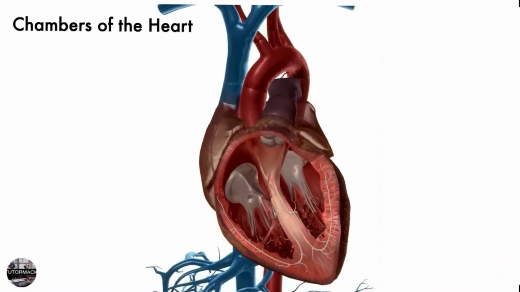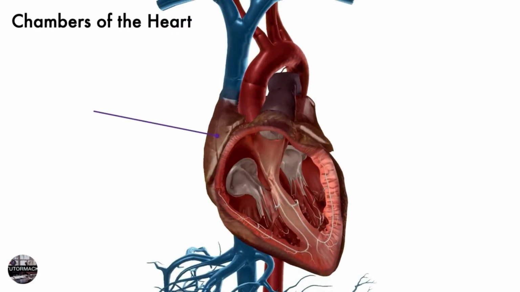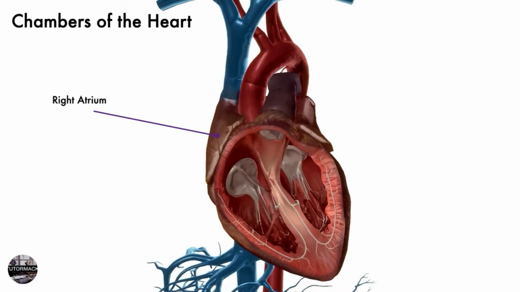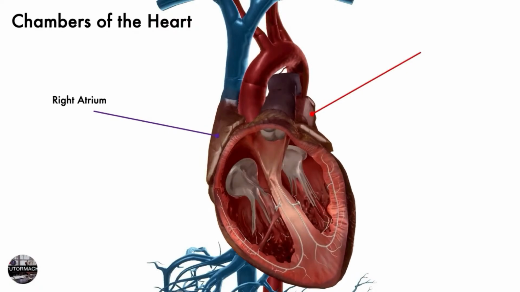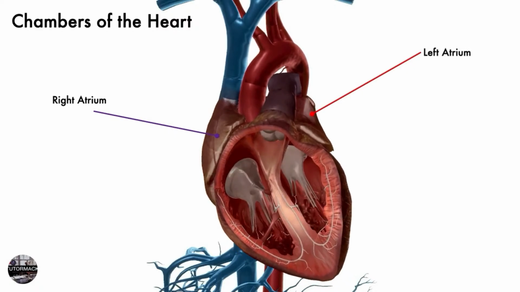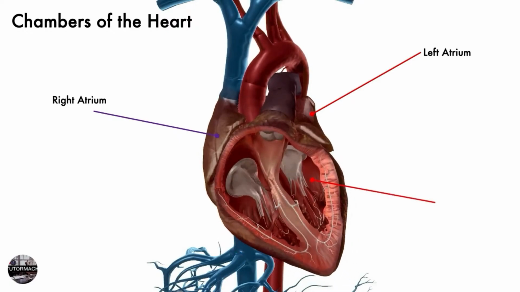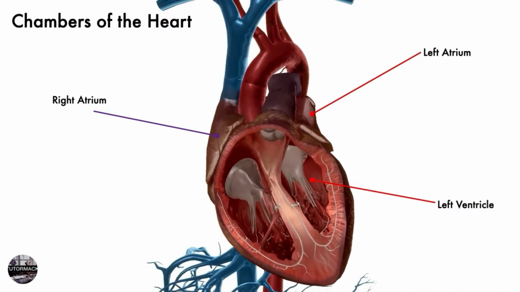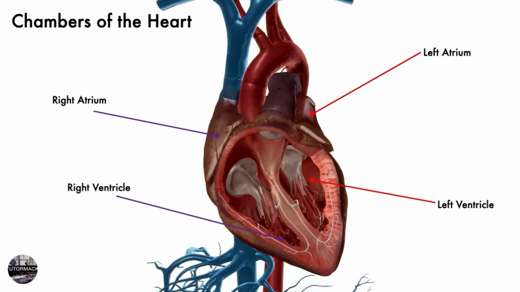Let's go ahead and recall some of these landmarks of the heart. How about right here? That's right. Right atrium. Good. What about here? Yeah, good. Left atrium. Right on. How about here? That's right. Left ventricle. Good. How about here? Yeah, right ventricle.